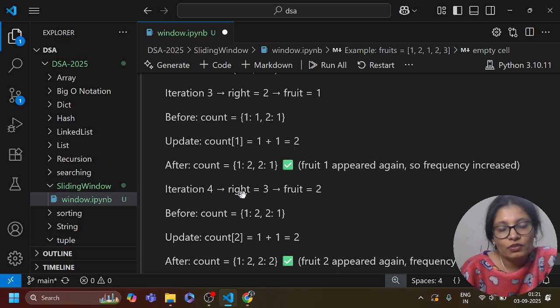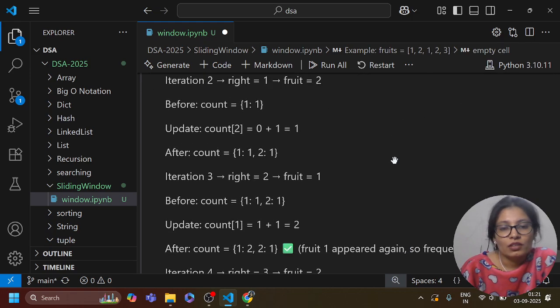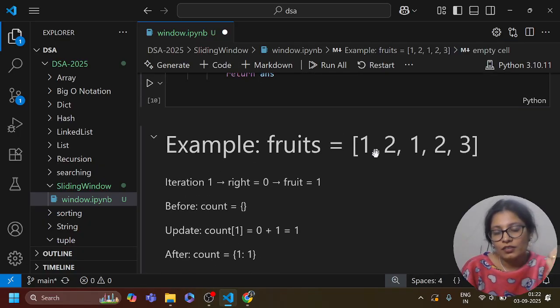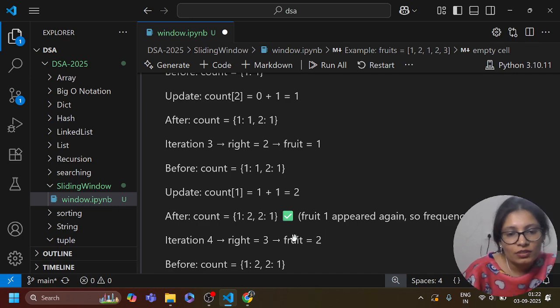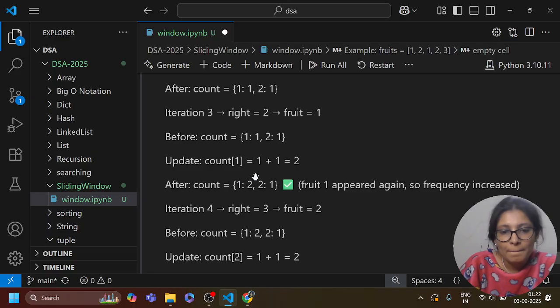In iteration 4, you can see right equals 3 and fruit equals 2. Before, the count is 1 colon 2 and here 2 colon 1. So 2 is the key and 1 is the value. Before, we have only one value of 2, and here we got 2 again, so we need to increase the count again.